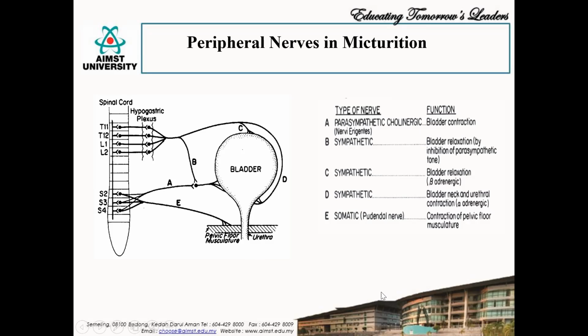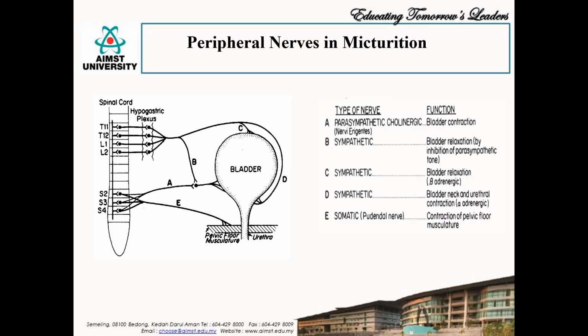Is that clear? So if the situation is favorable, then it will send the parasympathetic to undergo bladder contraction. If the situation is not favorable, then the sympathetic system will be stimulated, where the bladder will undergo continuous relaxation, and more urine will be stored. Is that clear? So this is the neural control of the micturition.